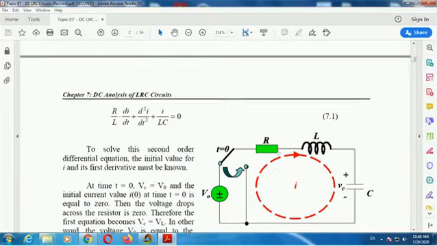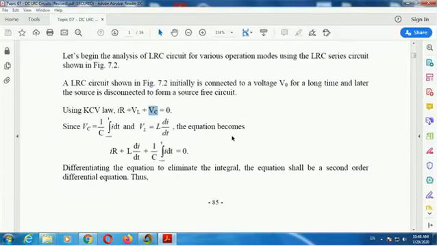So VC is given by this expression for the capacitor, and VL is given by L di/dt, as we studied in the previous chapter. Substituting these here, we get this equation. It is called an integro-differential equation, since it has both differentiation and integral.